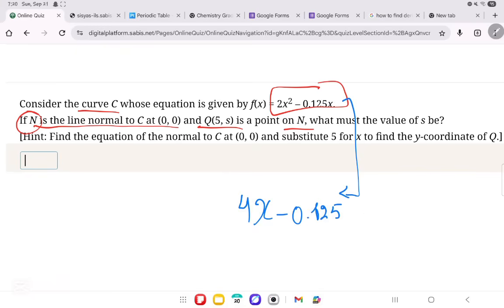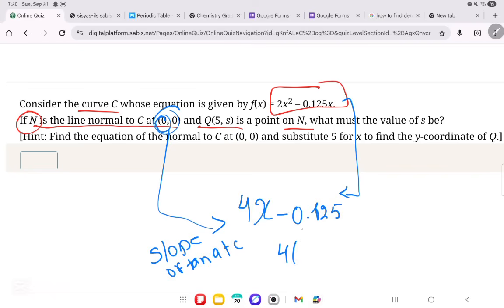Now, what did they say? They gave us that it is normal to C at this point, at this specific point. So let us find the original slope of the tangent. So let's find the slope of tangent at C, right? How do we find it? Very simply, we substitute our x in this scenario. So 4 times 0 minus 0.125, you're going to get minus 0.125, which is minus 1 over 8.